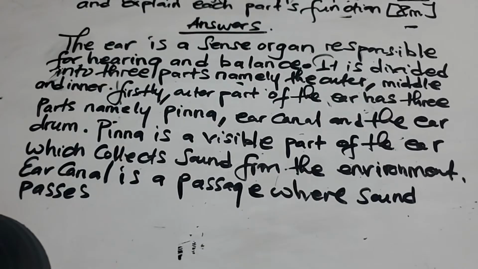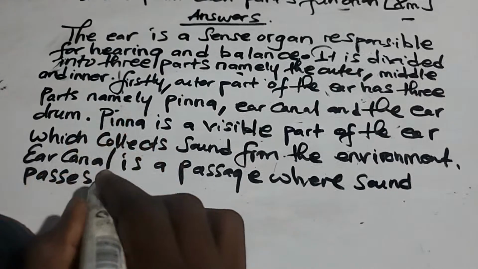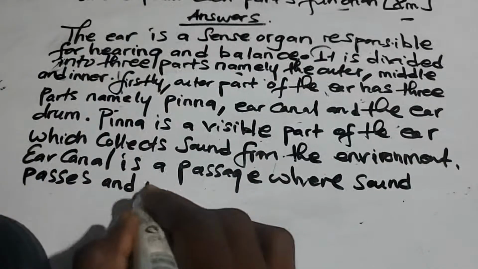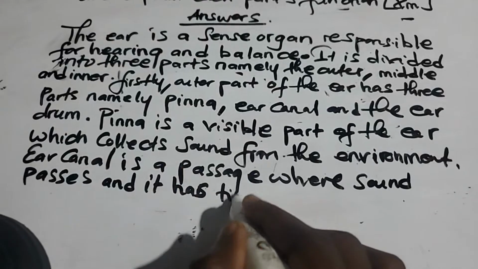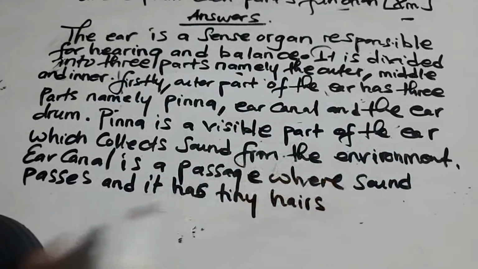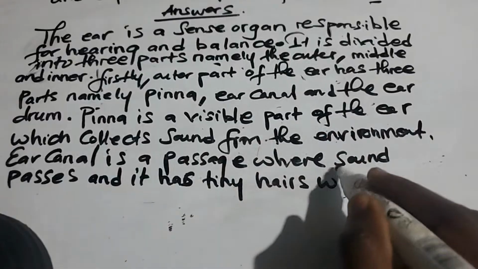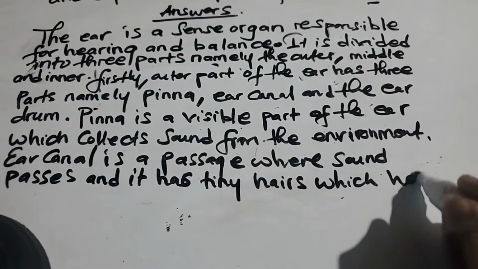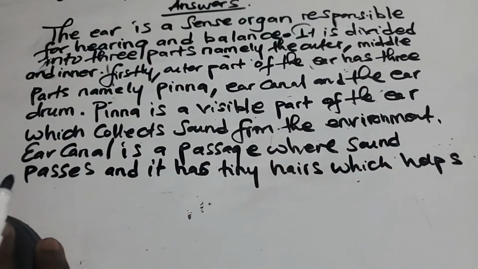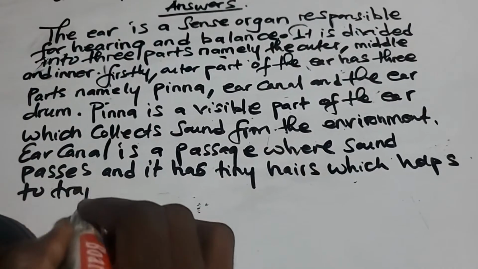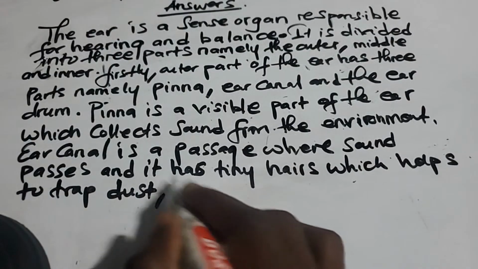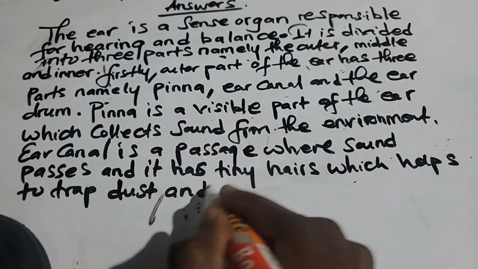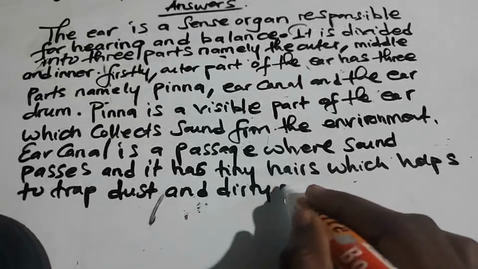So firstly, the outer part of the ear has three passes, and it has tiny hairs, which help to trap dusty and dirty particles.